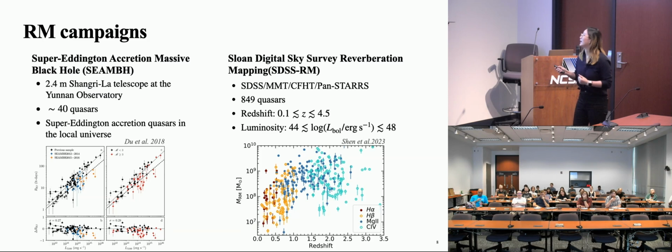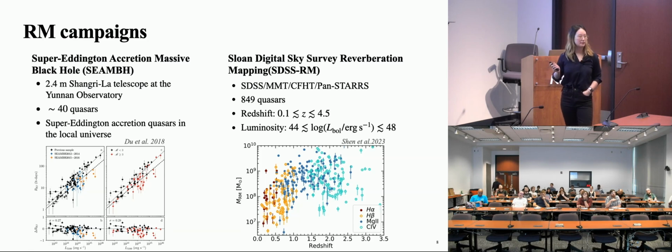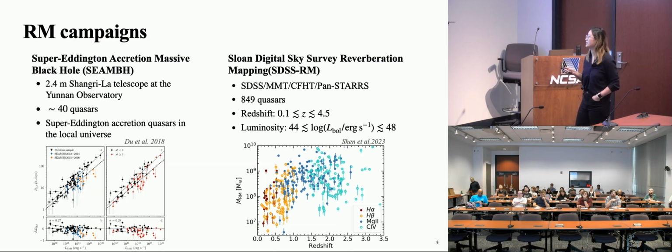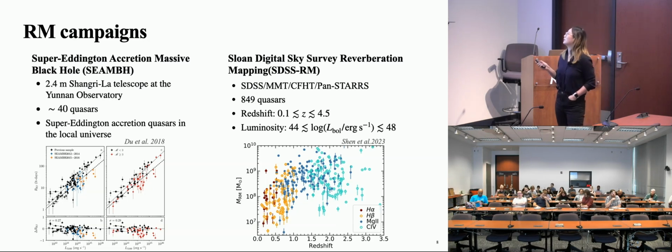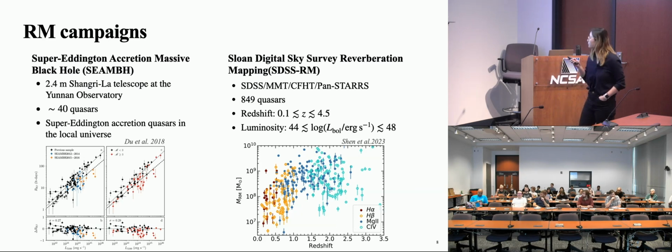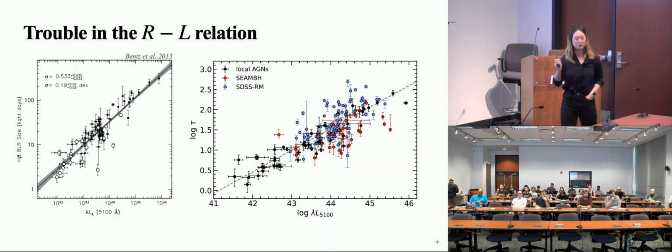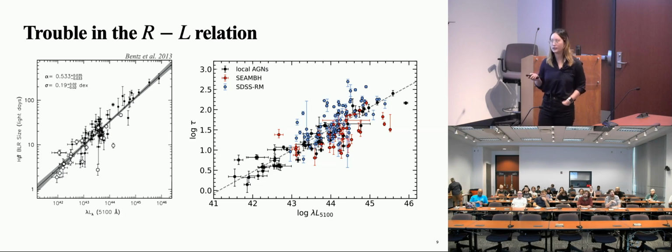The other project is called the Sloan SDSS-RM quasars project. They combine the data from several telescopes, but mainly from the SDSS. They keep monitoring the light curves of more than 800 quasars, and the redshift coverage is very wide. You can see from here, it extends from 0.1 to 3.5 or 4.5. It also covers a very wide luminosity range, so their result covers a very wide black hole mass range. Those two campaigns have realized there's trouble in the RL relation.